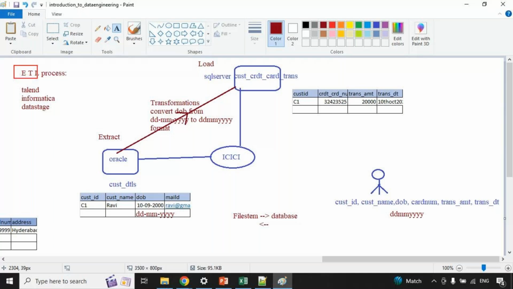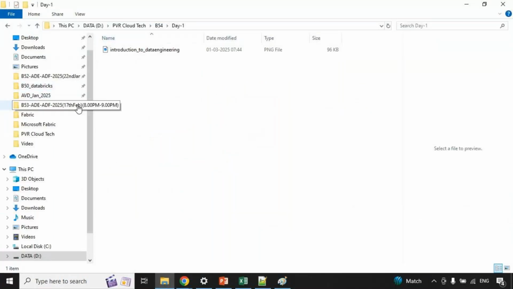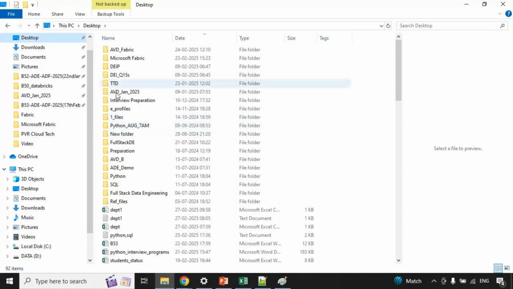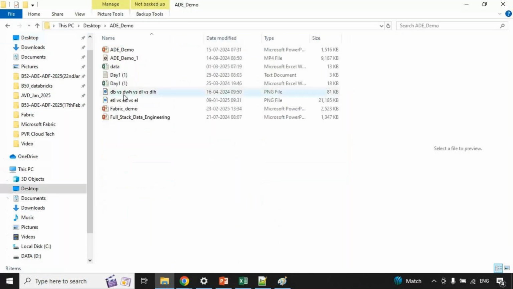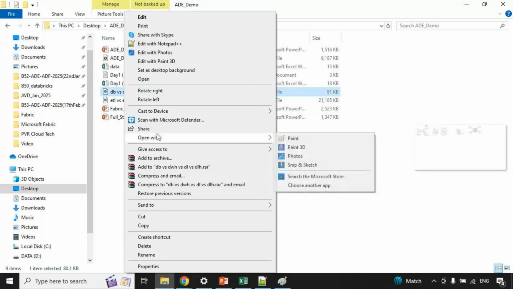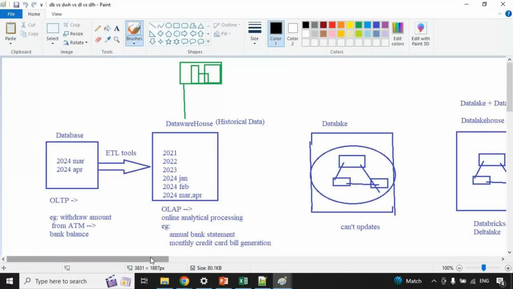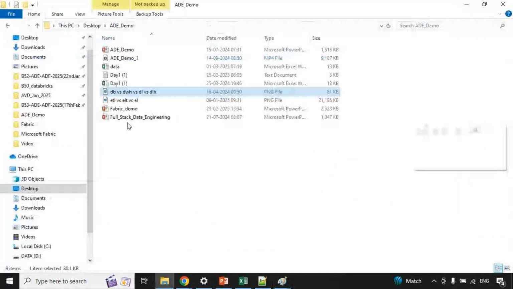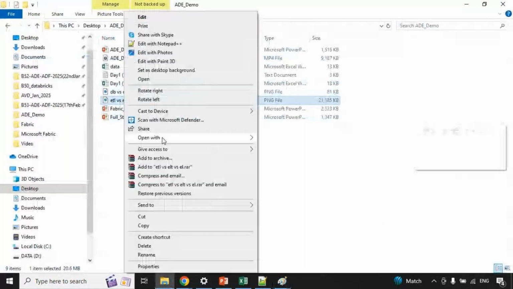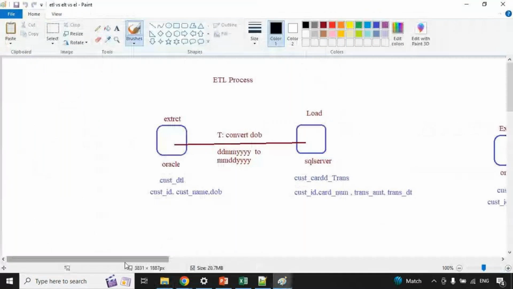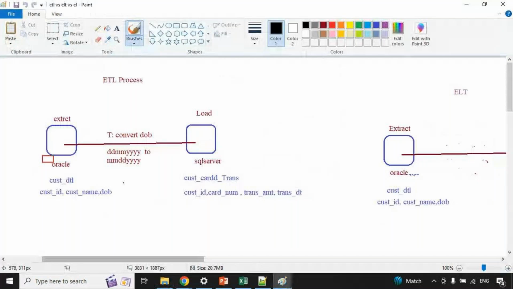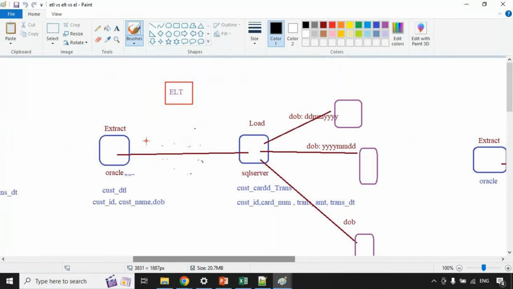Similar to ETL, we have a few more processes. Similar to ETL, we also have ELT. Just now I gave an example, Oracle and SQL Server, whatever the customer details. In ETL, we extract the data, apply the transformations, and load into the target. Similarly, in ELT, we extract and load into the target as it is. Now, as per the requirement, they apply the transformation.